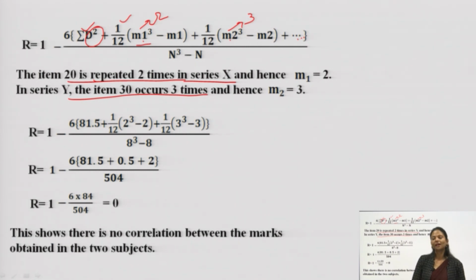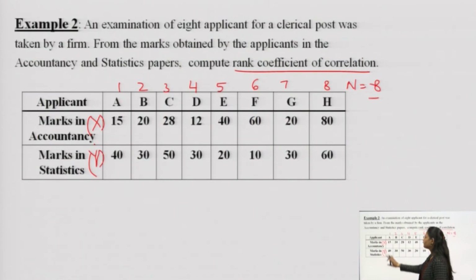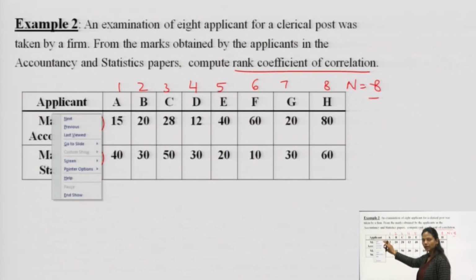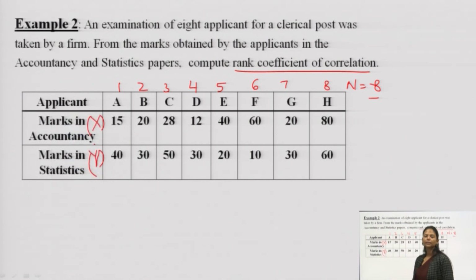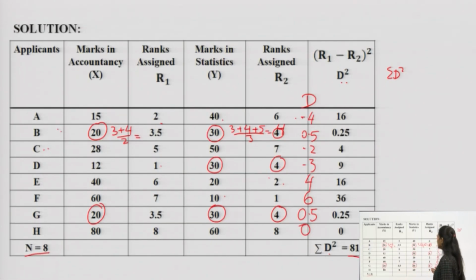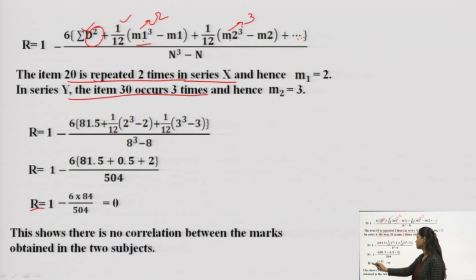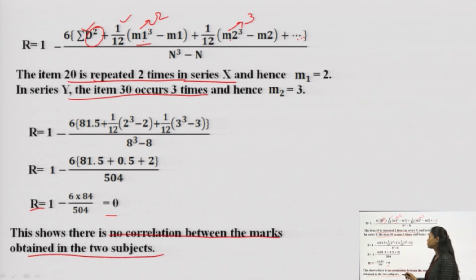What does that mean? If r is equal to 0, what does that mean? It means there is no correlation between the two variables. It means there is no correlation between the variable x, the marks in accounts, and variable y, the marks in statistics. That means we can say that a person who is good in stats is not necessarily good in accounts as well, and a person who is good in accounts cannot be said to be good in stats as well. Therefore, the result shows there is no correlation between the marks of the two subjects.